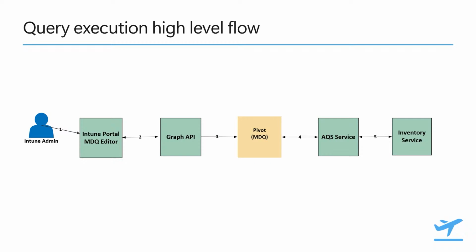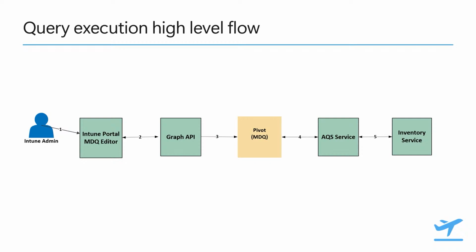Multi-device query then talks to AQS, which is our backend for multi-device query. AQS takes the query and puts it into a format that the inventory service would understand. It goes and calls up inventory and says, do you have any information for me? Inventory provides the information. AQS then translates it back into something that answers the query that was originally given by MDQ. And then MDQ gives it back to the Intune portal on the web in a format that the UX can easily read.